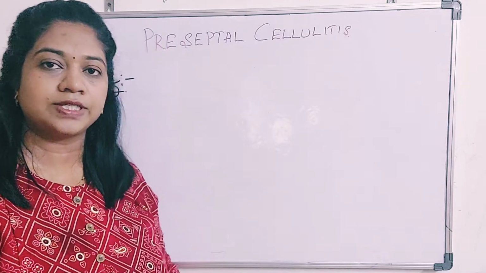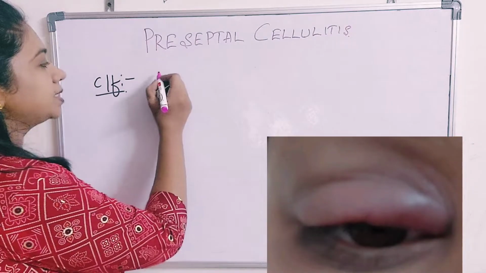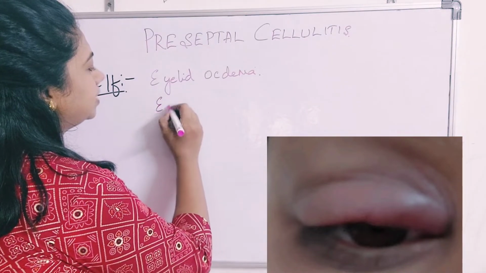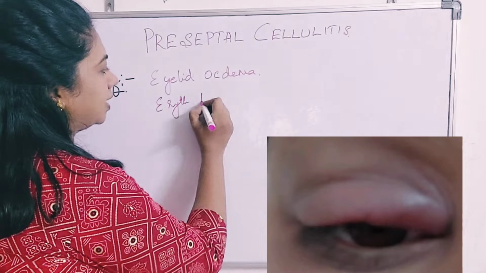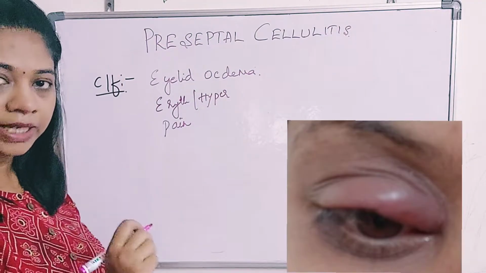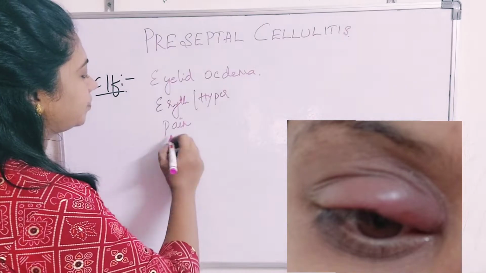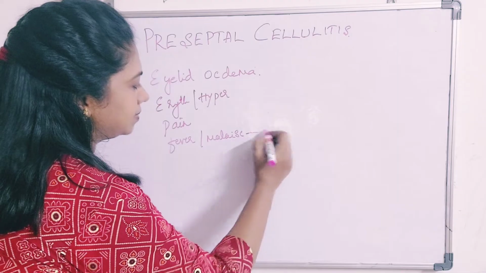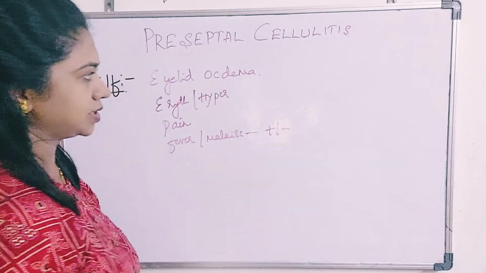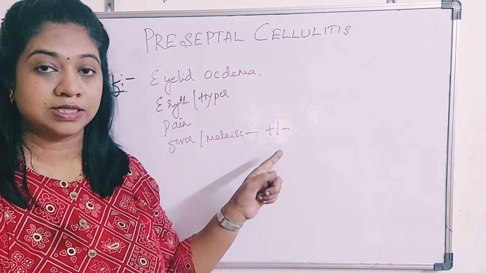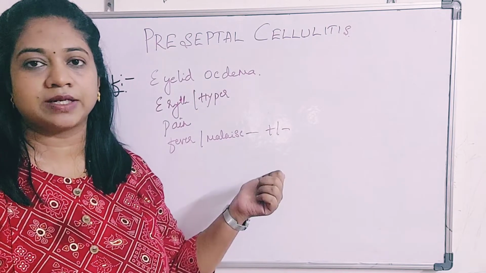So what are the clinical features of this preseptal cellulitis? Patient can present with eyelid edema. It can be erythema or hyperemia of eyelid. There can be pain in the eyelids, and even patient can have the systemic features of fever or the malaise. This symptom may or may not be present always. So this is how the patient with the preseptal cellulitis will present along with the precipitating causes which I mentioned just now.